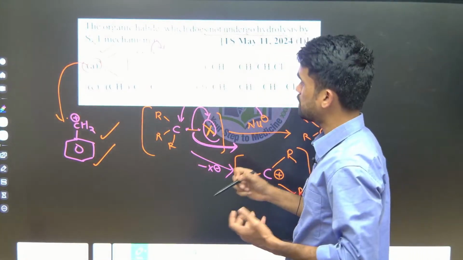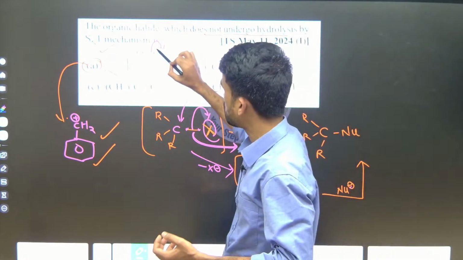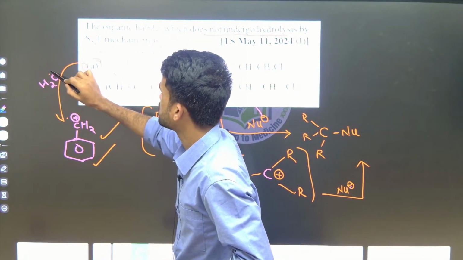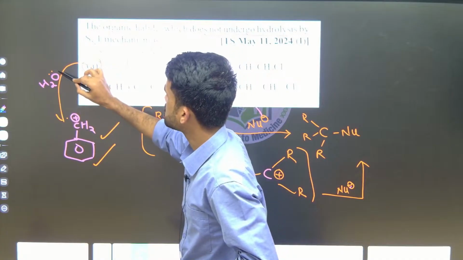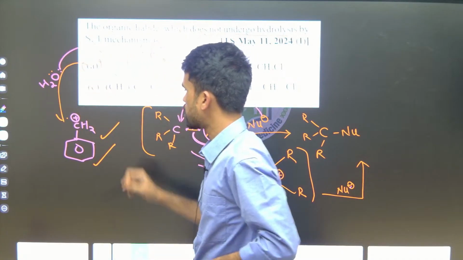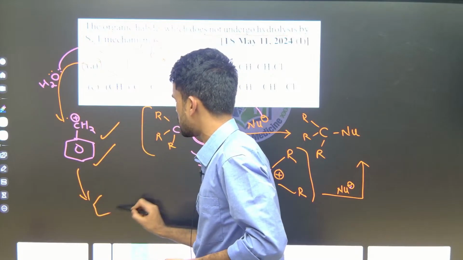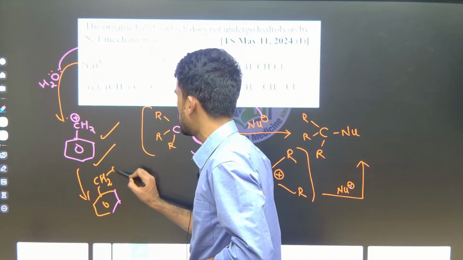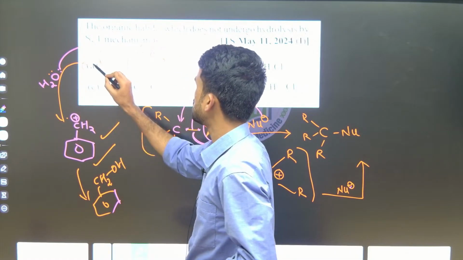What do we mean by hydrolysis? In the place of chlorine, we are treating that compound with water. So in the place of chlorine, this oxygen will attach from the water onto the carbon, and chlorine goes out. So the final product will be benzyl alcohol, CH2OH. Yes, that happens in the first reaction.